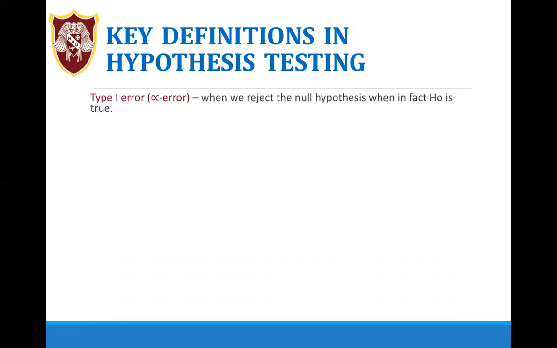Type 1 error is usually denoted by alpha error. So again, that is when we reject the null hypothesis when in fact it is true.